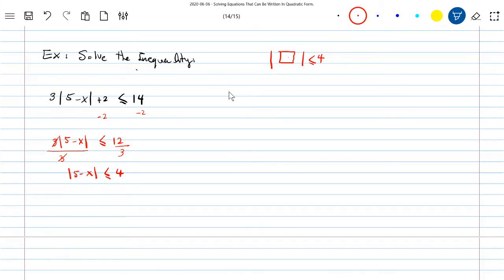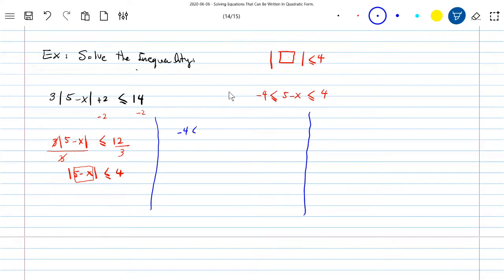So if you think about this, 5 minus x is a box. What you can say is 5 minus x must be between 4 and negative 4. That's what you can say. If it was strictly less than 4, then you would use strict inequality. But since we have equality, I should say equal is possible as well on both sides, not only one side. Let me make this nice. Okay, so now how do we solve it? Last time we discussed how to solve this. Solve them each separately.